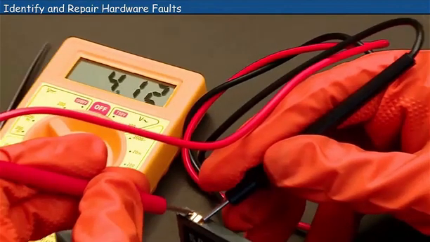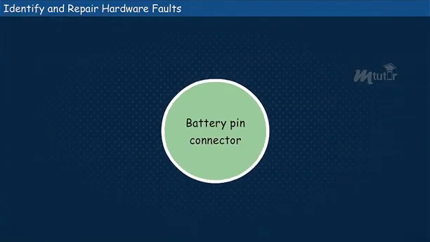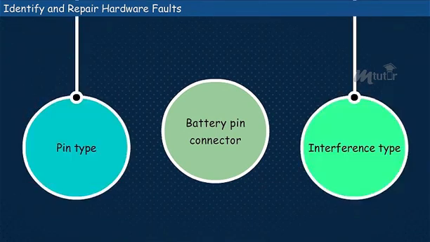Otherwise, replace the battery. To check the battery pin connector, there are two types of battery connectors, namely pin type and interference type.